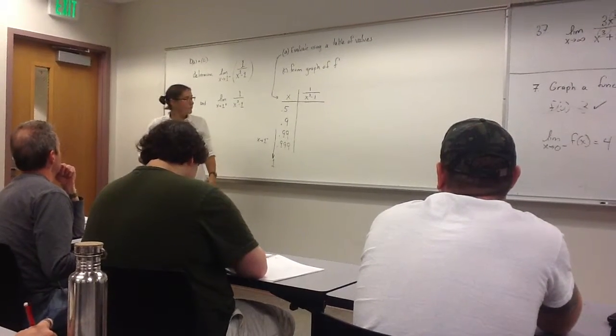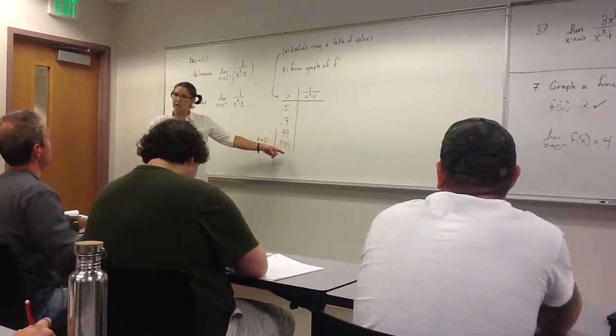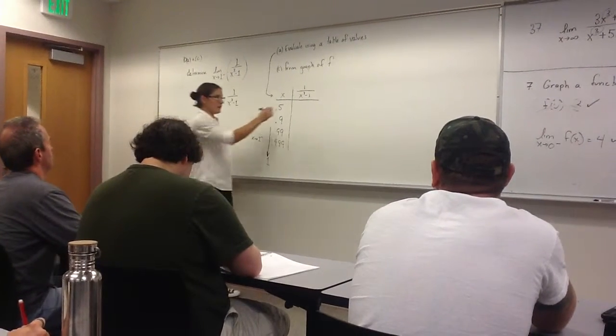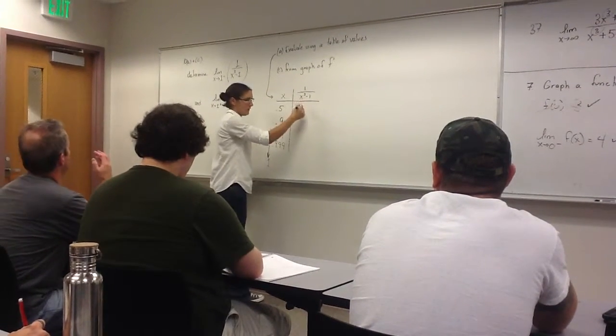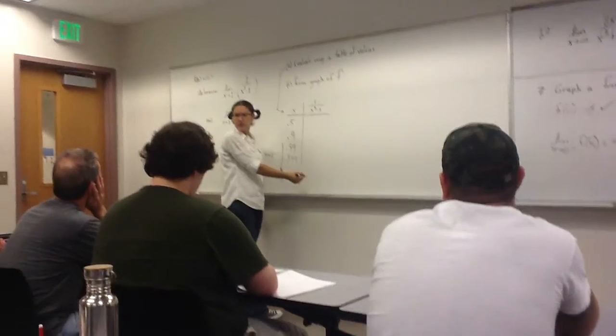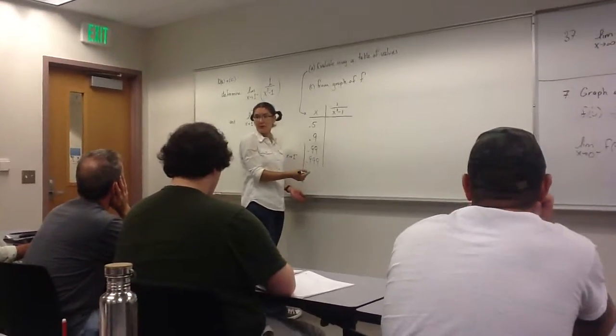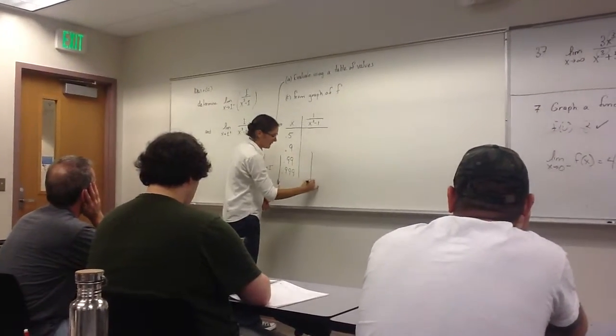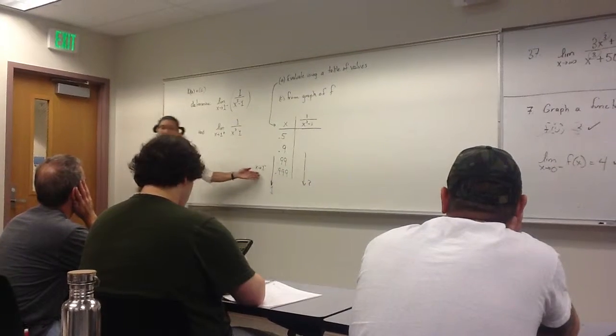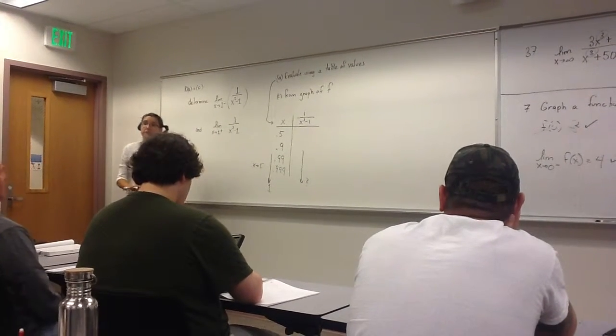All right, so that's all it's asking: to plug in these values and then say, are these values getting larger negative or larger positive? That's what it's asking. And that's from the left, and then we do similar values from the right side.